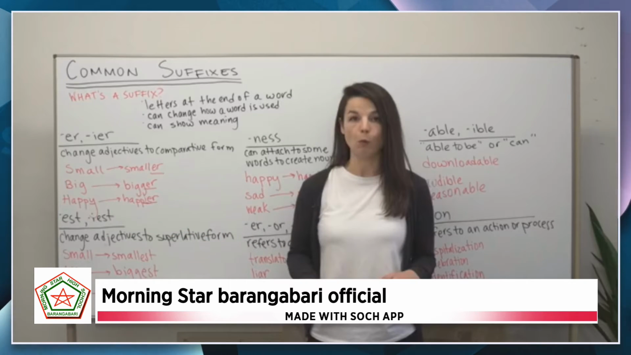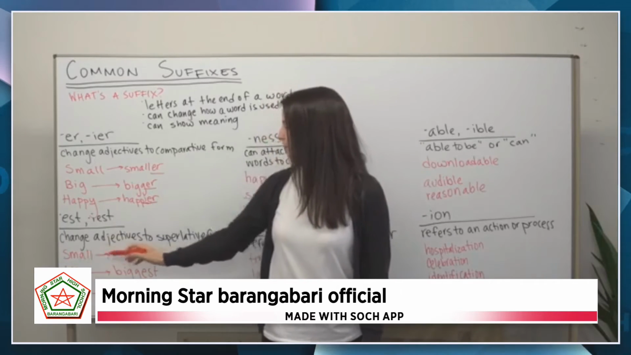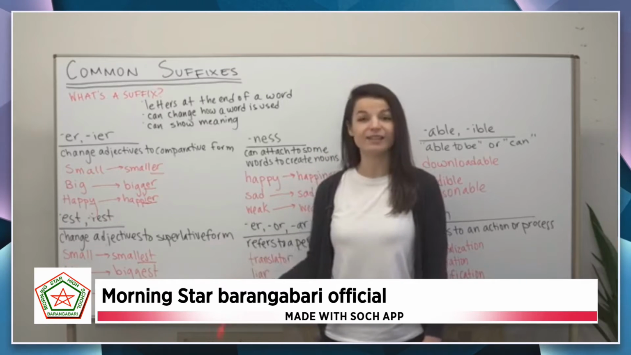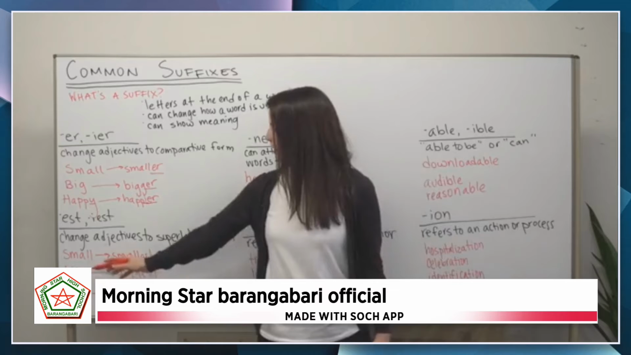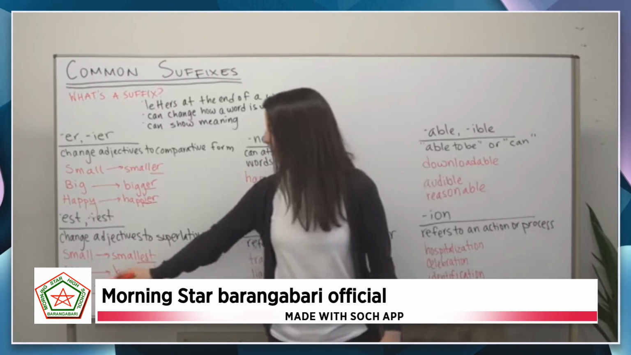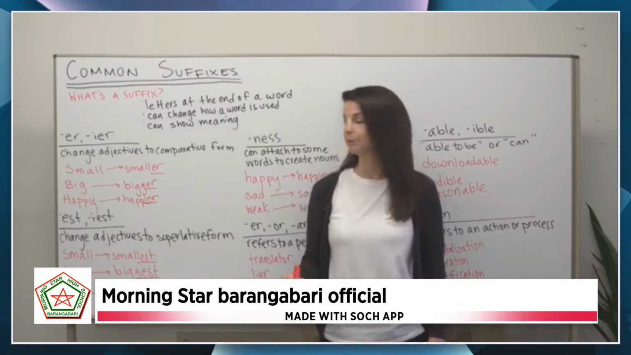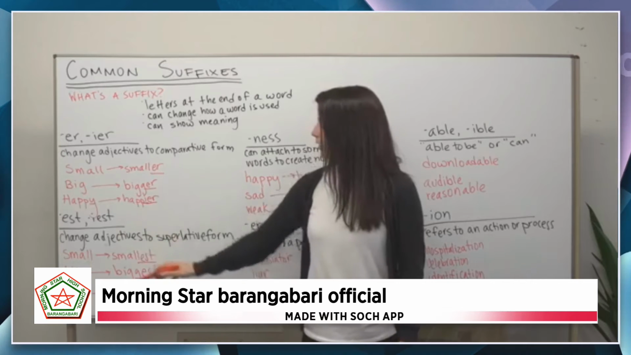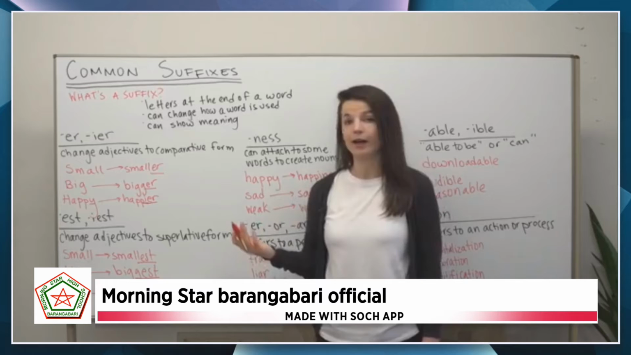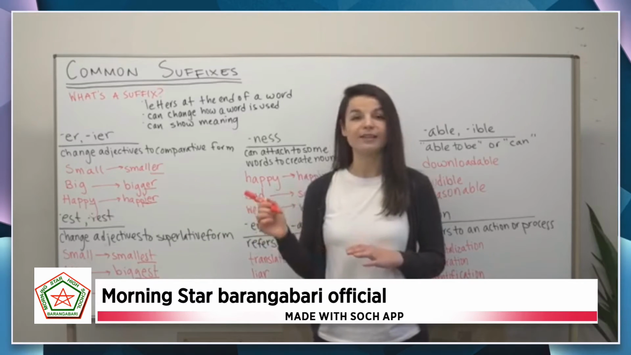Let's look at some examples. Same words as we used here. The adjective small becomes smallest in the superlative form. EST is the suffix. The adjective big becomes biggest. EST is the suffix here. And finally, happy becomes happiest with IEST as the suffix. Great. So here are just a couple of common examples of the way grammar can be altered. Grammar can be changed by using a suffix.